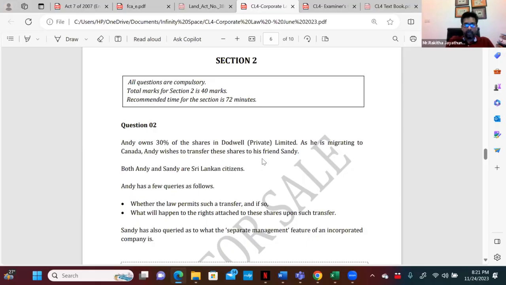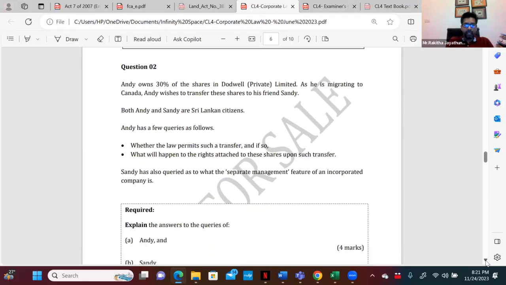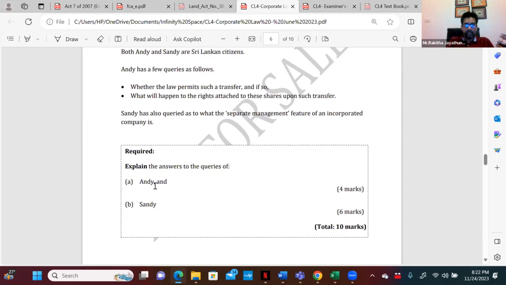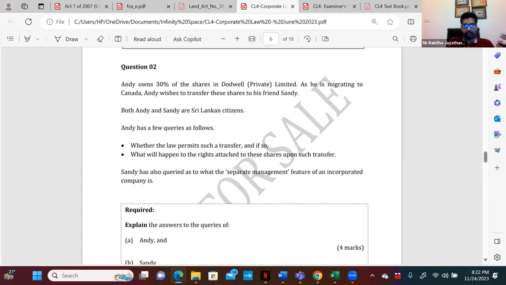Let's look at it. All questions are compulsory. Section 2 is 40 marks. Recommended time for the section is 70 minutes. Explain the answer to the queries of Andy and Sandy. 4 marks. Always look at the way that they have allocated marks. Here 4 marks, here 6 marks. So they expect more from this one. But let's see what they have asked.